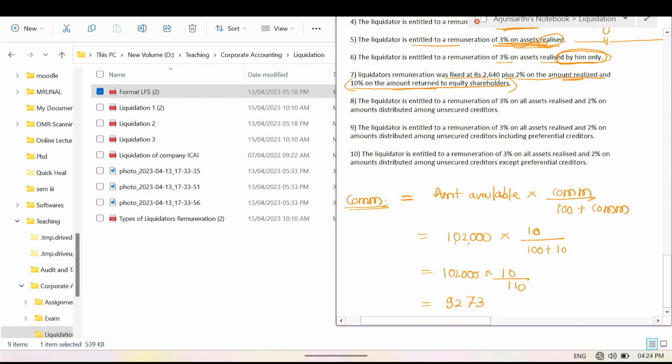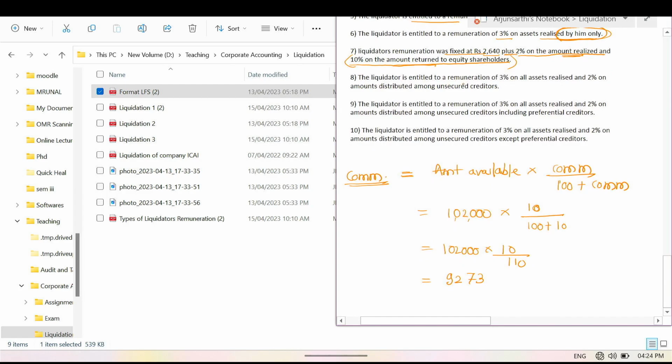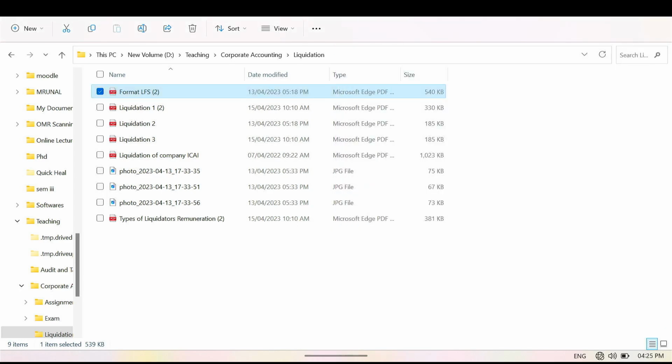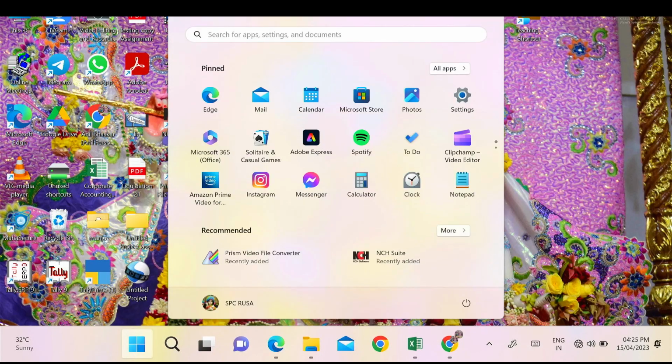Understood this case? Then the liquidator is entitled to a remuneration of 3% on all assets realized. Therefore here on cash he will not get, correct? Other than cash he will get on all assets. That means on secured assets also, and on unsecured, not given as security, also, that is, on the realized value of assets in the second and third categories he will get. And 2% on amount distributed to unsecured creditors. Here nothing has been mentioned about the unsecured creditors.